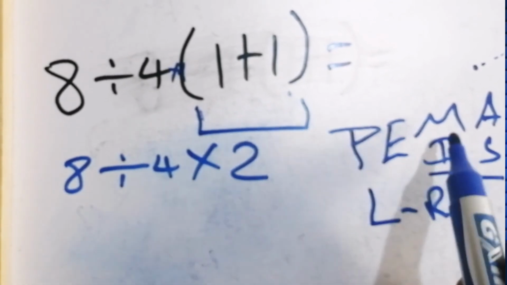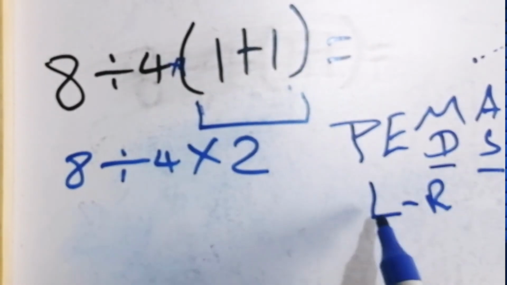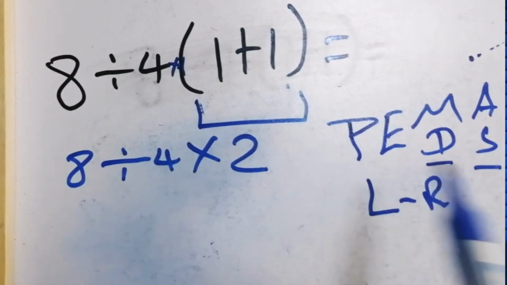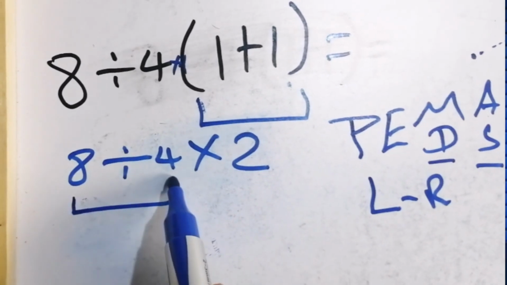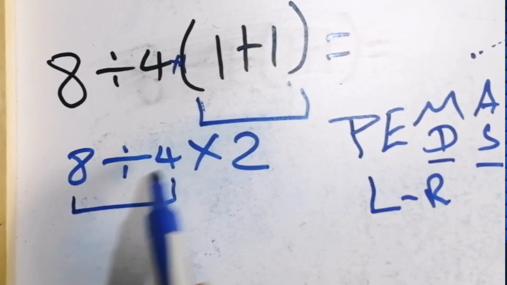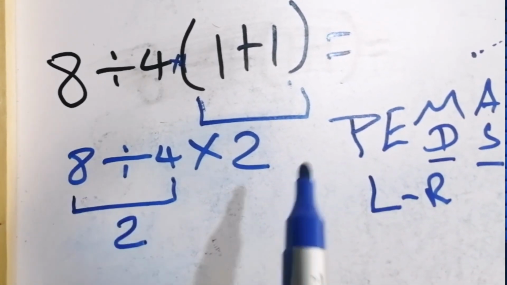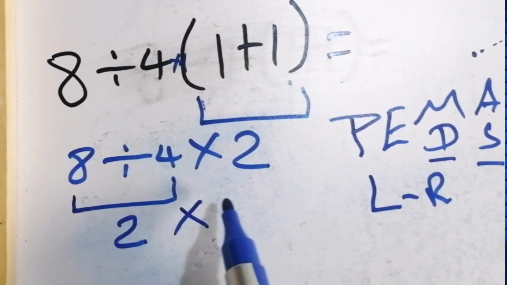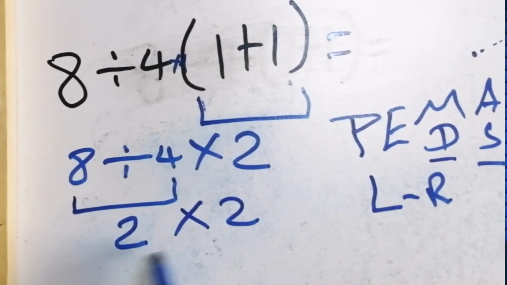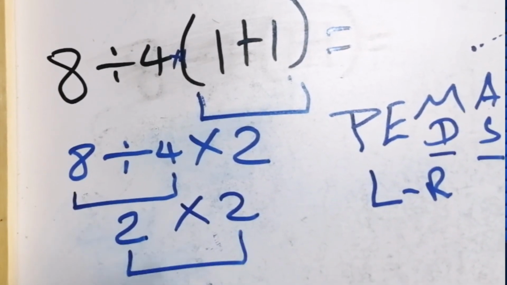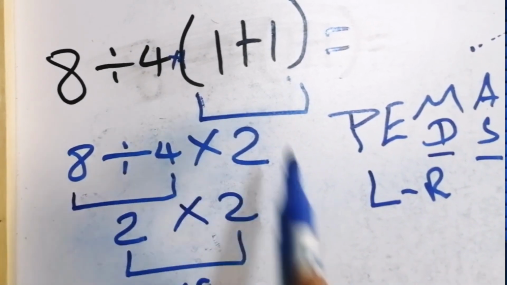Remember that multiplication and division have equal priority from left to right. So we have to divide this number first. So 8 divided by 4 which gives us 2. Okay, then times 2. Then 2 times 2 which equals 4. So this is the correct answer of this problem.